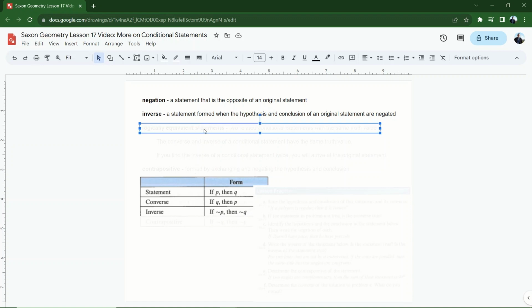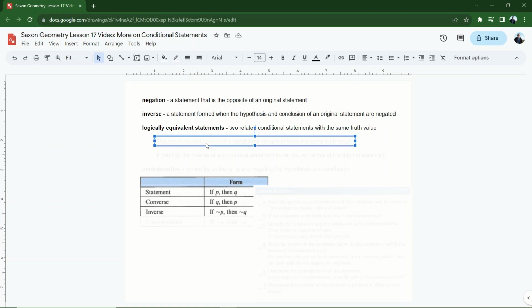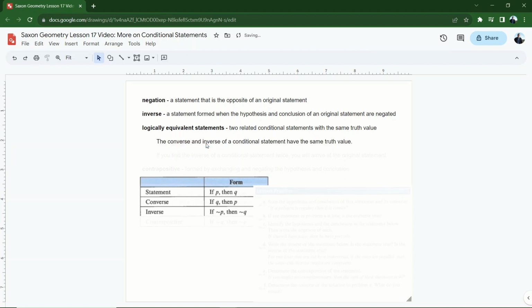Now, a couple other relationships we need to talk about. Logically equivalent statements are two related conditional statements that have the same truth value. They're related because they're transformations of each other somehow, okay? And here's the big relationship you should know. The converse and the inverse of a conditional statement have the same truth value. Okay, and what that means is they're logically equivalent statements. They're two related statements. They're related because they're transformations of the same statement, and they have the same truth value.